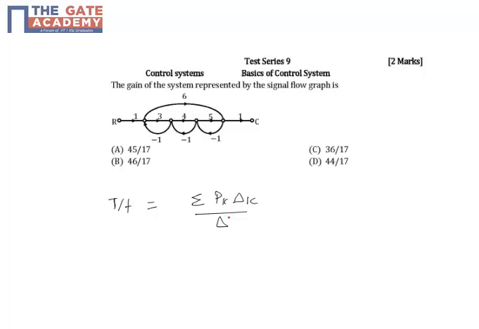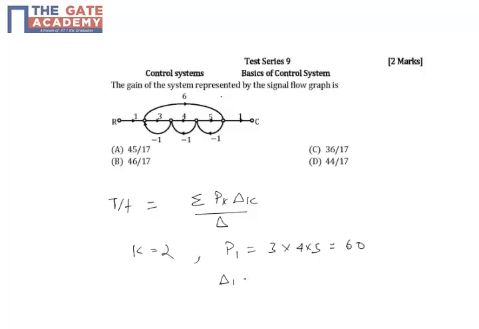Now first, if you look at this signal flow graph, there are two forward paths. One is this straight line from R to C, and in addition to that we have an additional forward path this way, through the branch having a gain of 6, which means k is equal to 2. And then P1 is equal to 3 into 4 into 5, so that is equal to 60.